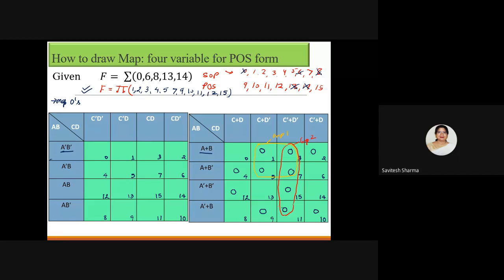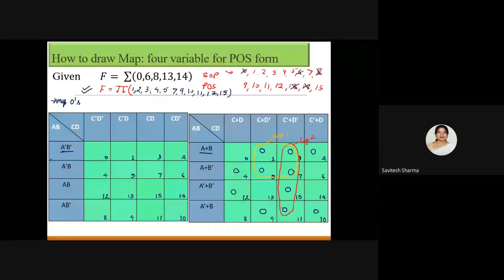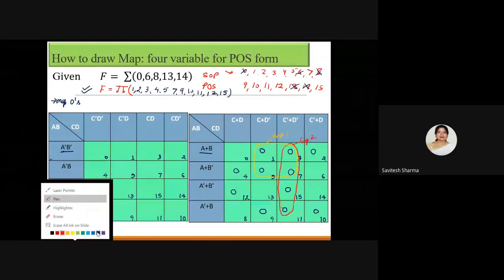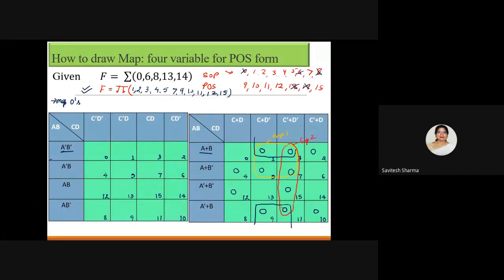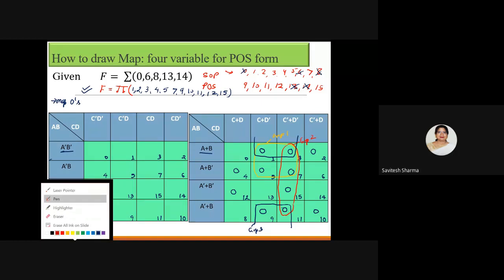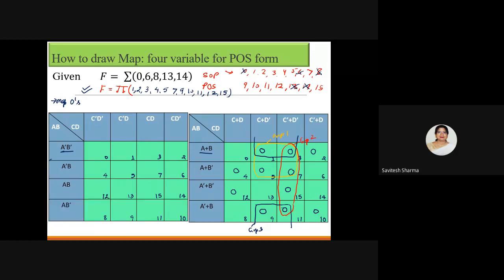Is any other quad forming? Yes, this quad is forming. As I said yesterday, the end edge cells are again adjacent, so these two you can take as group number 3. Is any other quad forming? Please be fast. Yes, one more quad is forming.